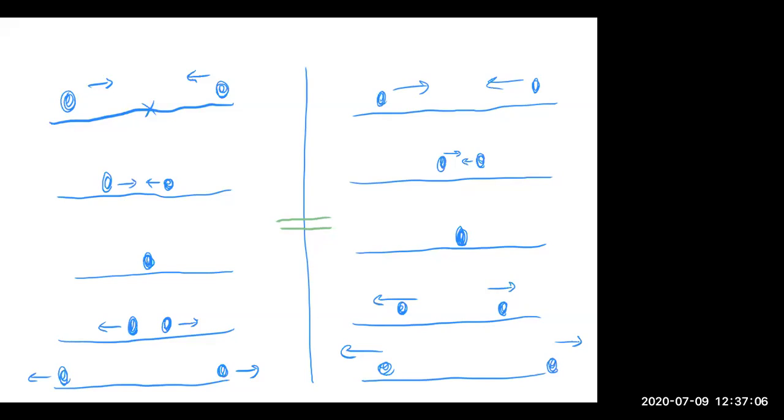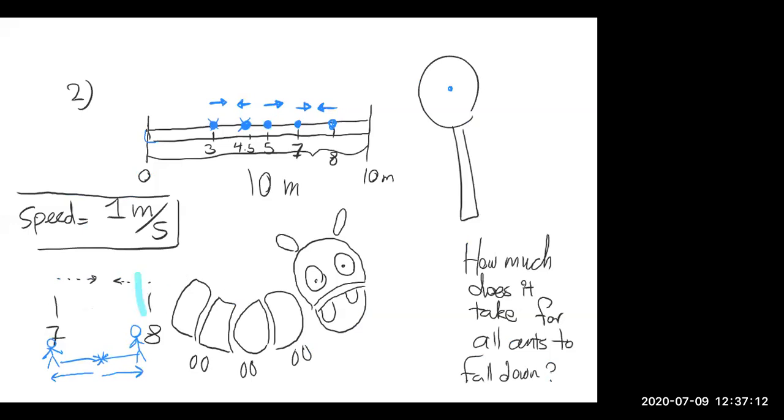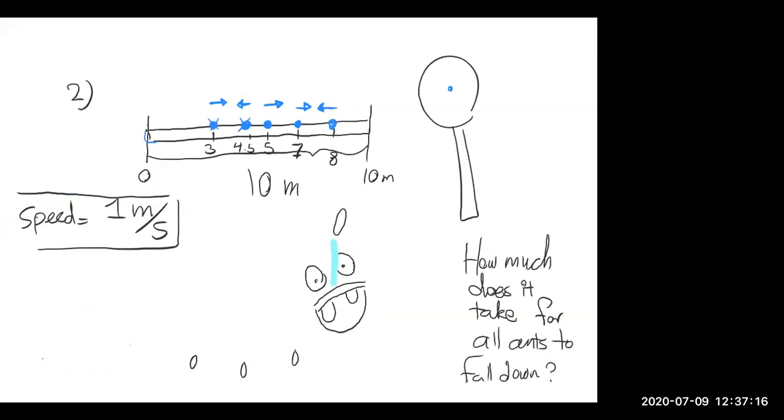Okay. Now let's go back. Consider the same question. We have these ants, they're walking around. I want to see how much does it take for all ants to fall. But now I know, rather than reflecting, they just pass through each other. When does the last ant fall?